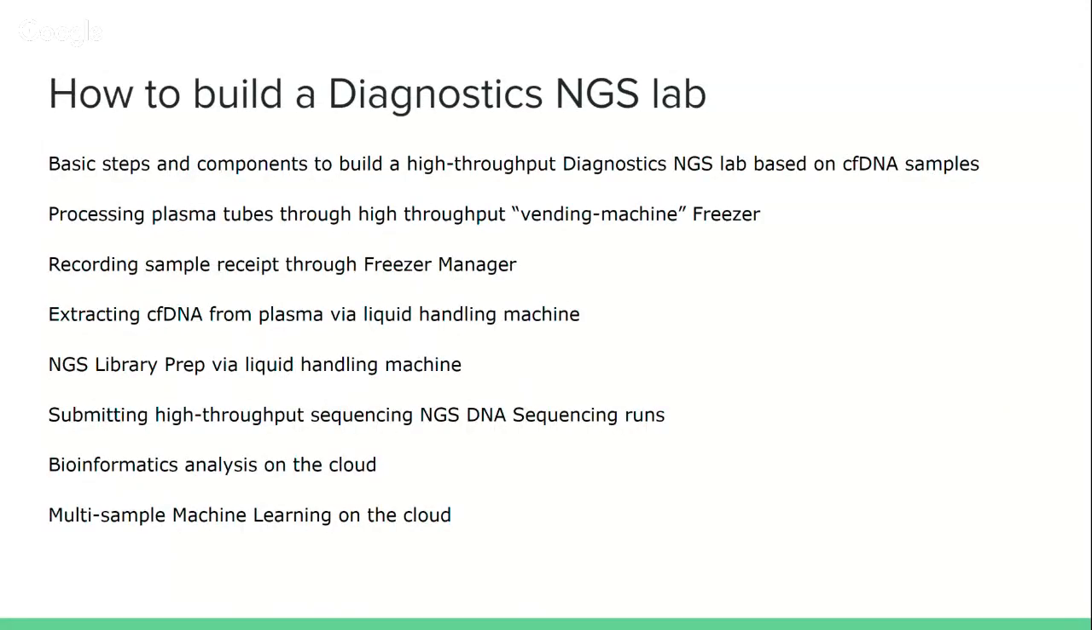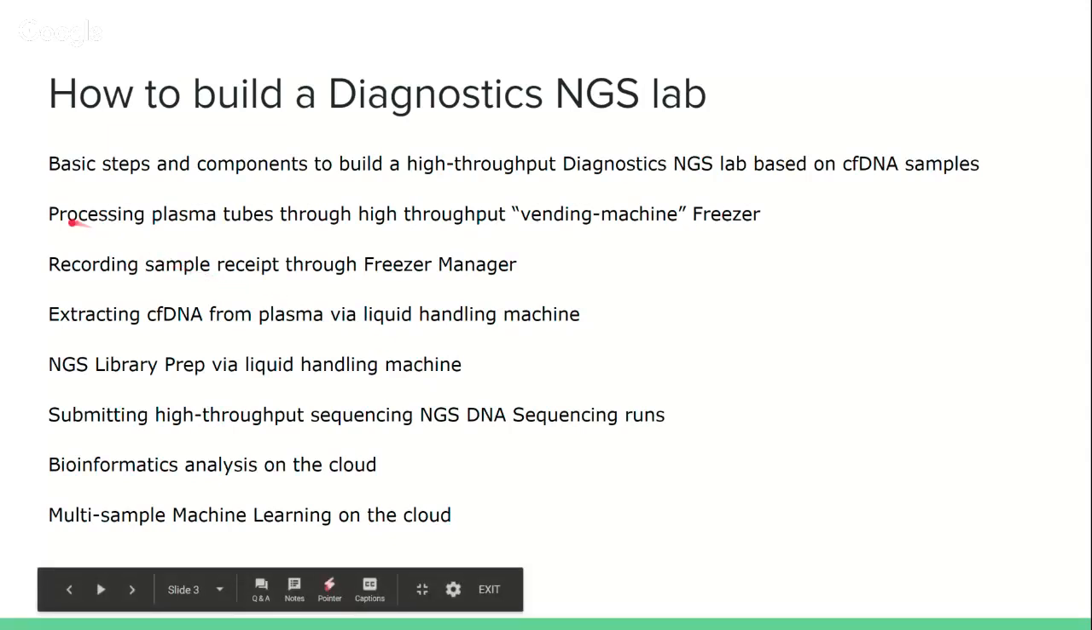So today I'm going to talk about how to build a diagnostics NGS lab. What are the basic steps and components to build a high throughput diagnostics NGS lab? I'm going to base it on cfDNA samples, although most of what I'm going to be explaining in the slide deck would also be valid for other types of samples.